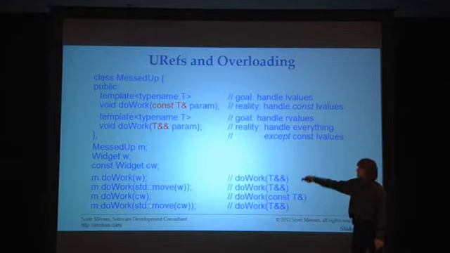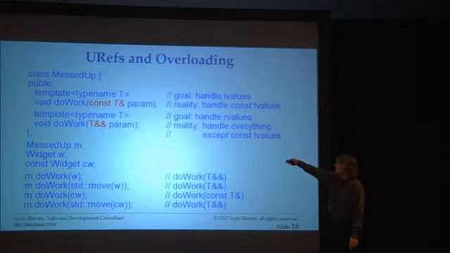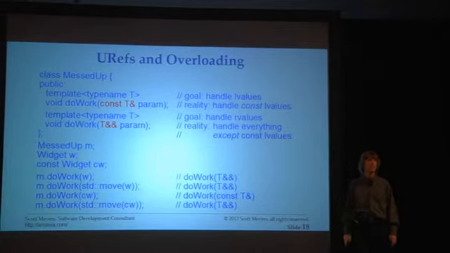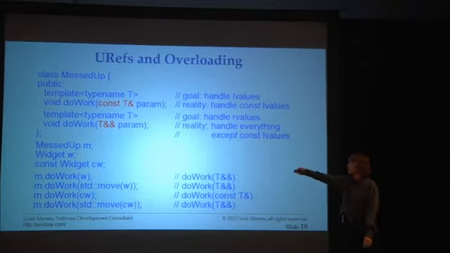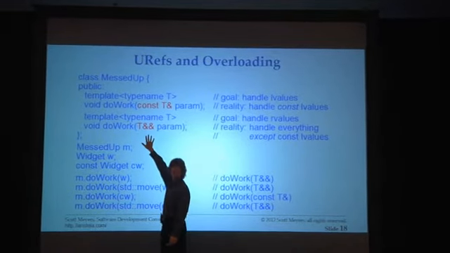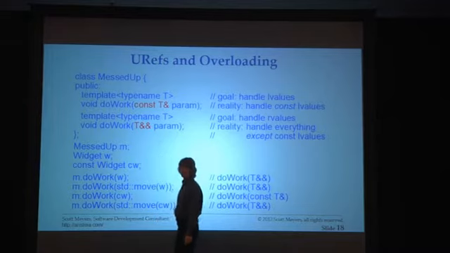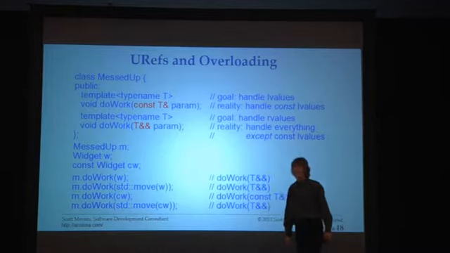If I turn CW into an R value, it's back to calling this function. As you can see, this function does not get called for all L values. It only gets called for const L values. This is a better match for everything else, because remember, this universal reference can become an L value reference. It looks like it only binds R values, but that's misleading. That's why I don't want you to call it an R value reference. It's a universal reference. It's both an L value reference and an R value reference.